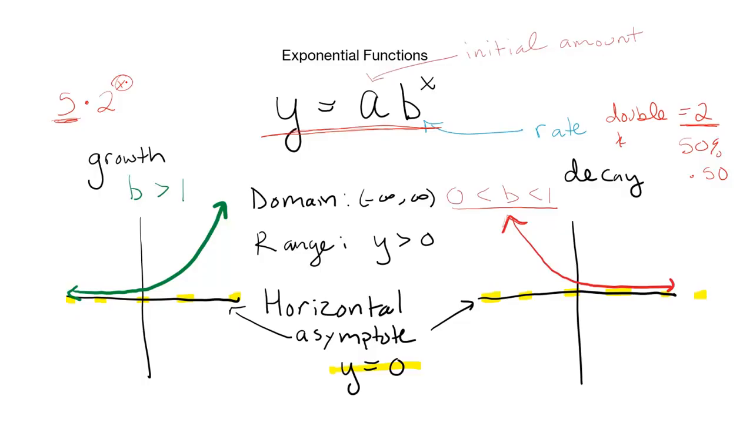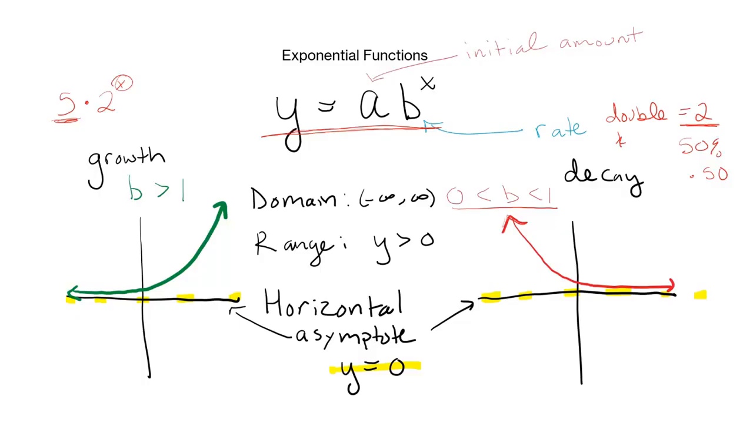My domain will always be negative infinity to positive infinity. I have arrows on both ends, whether it's growth or decay. I can plug anything I want into an exponential function. Now, if we're thinking about a real life scenario that involves time or people, yes, we might change that domain based off of that situation. But if you're just looking at a function, you're looking at the picture of a graph, its domain is all real numbers, and nothing will change that.